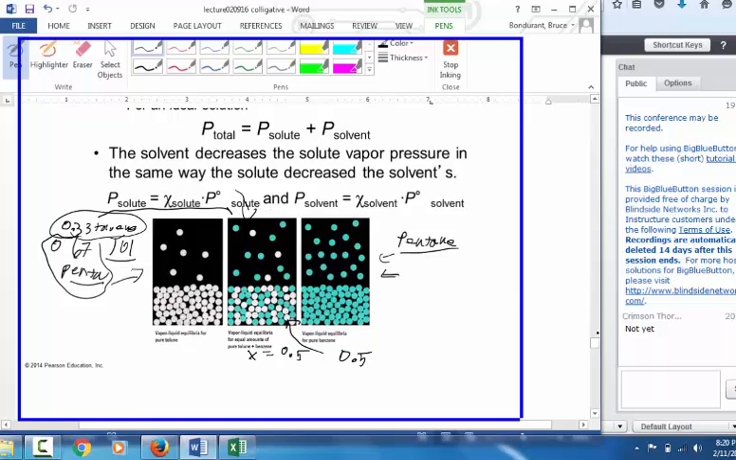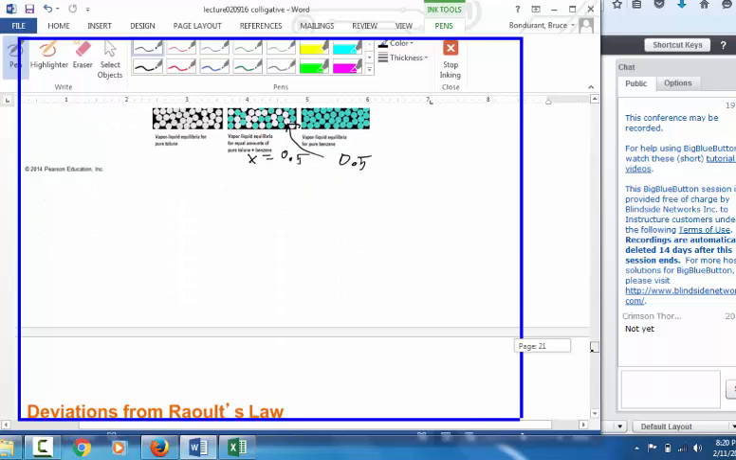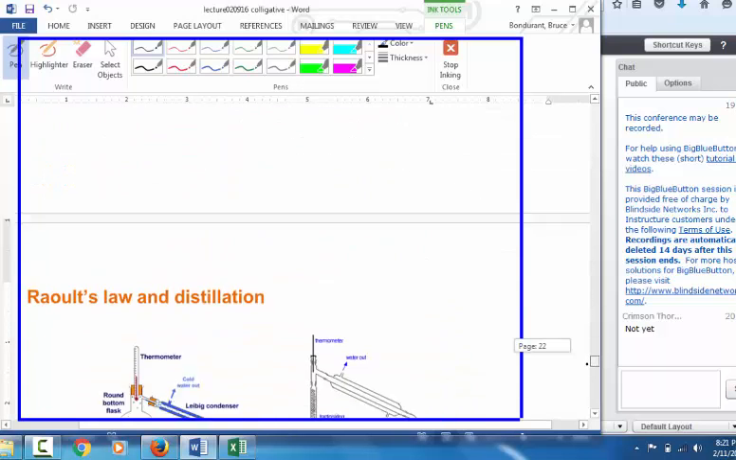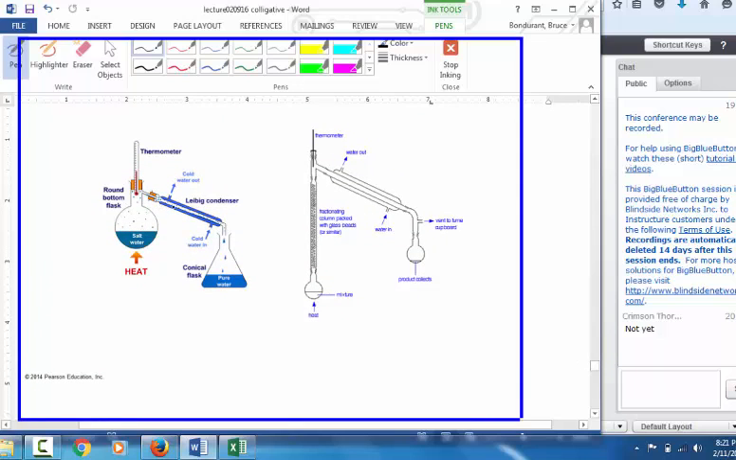And if you took that vapor and then condensed it, you would get a liquid that is now not a 50-50 mixture. It's concentrated in the lower boiling material.